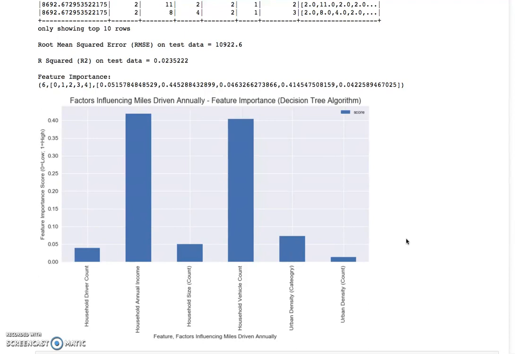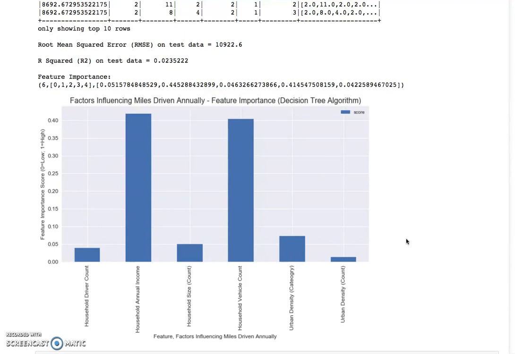And so we see there is that basically household annual income and the vehicle count tend to influence this. So this could mean that more wealthy people tend to drive as they need to, and they have that luxury, versus the other factors we had in there, which were driver count, and the other factors were not as influential, including urban density, which seems to indicate that they're separate.